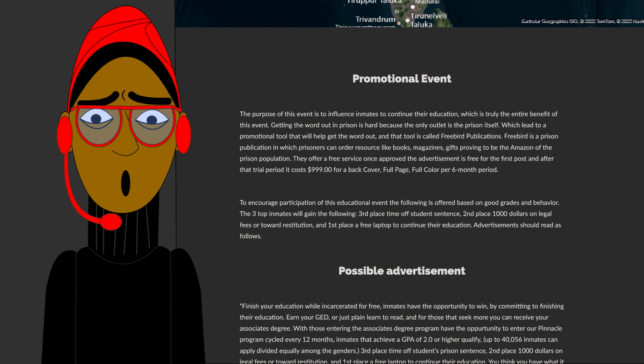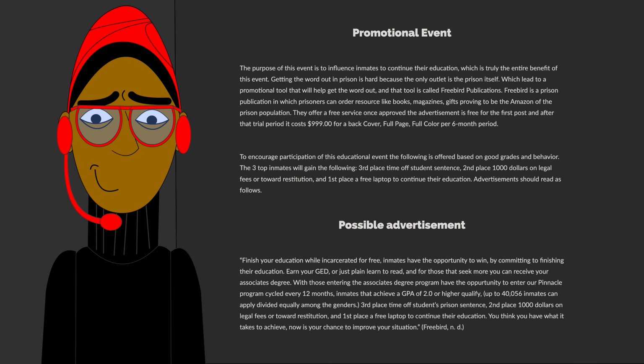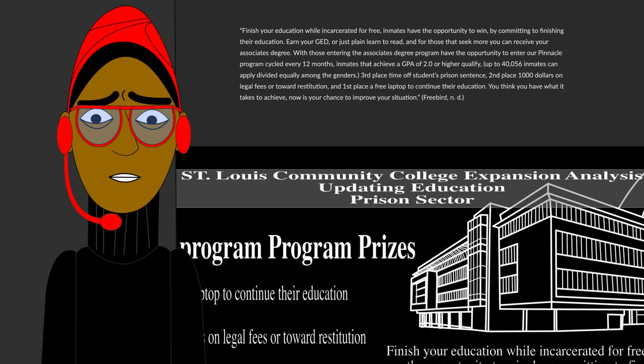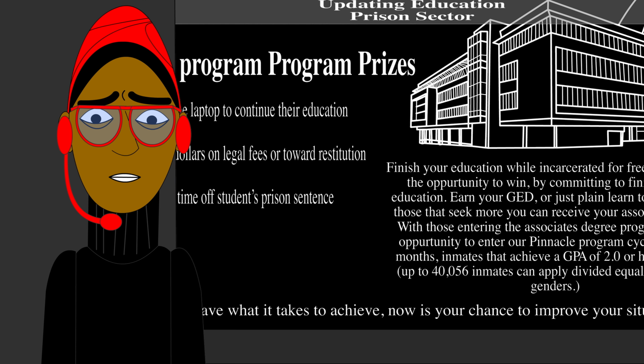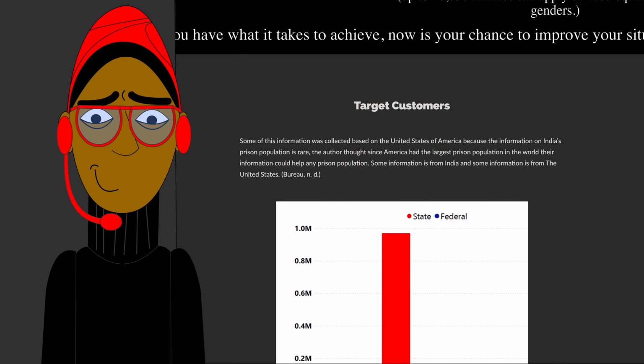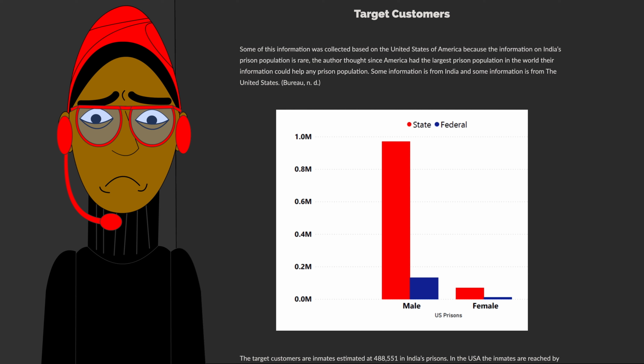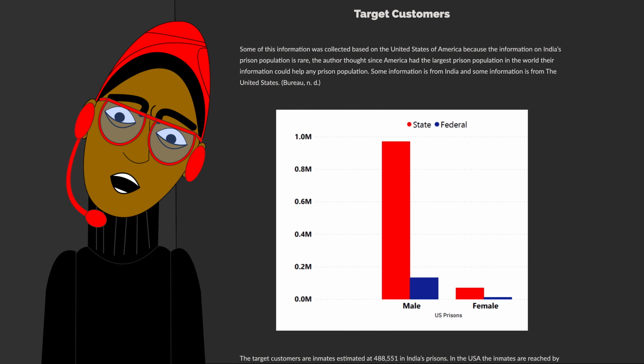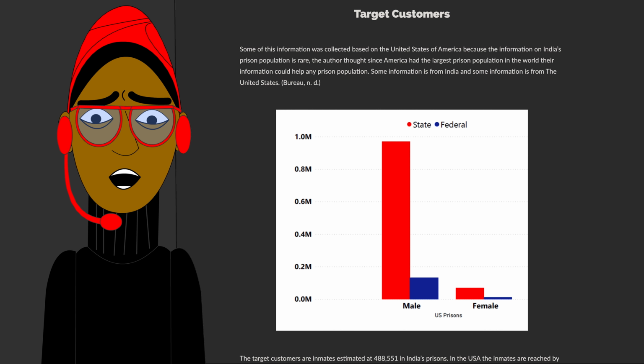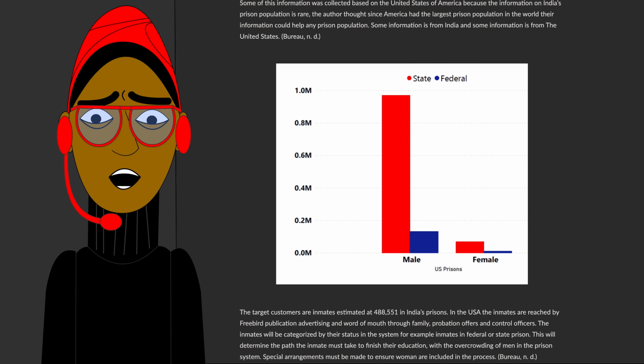We have a promotional event where I offer time off your sentence, and you get a laptop, first place, or $1,000 towards your legal fees. And I have a possible advertisement, and this is the possible advertisement that we could put out. We have our target audience, male, female, judging the ratio. And as you can see, men are greatly populated in the state and federal compared to the women.